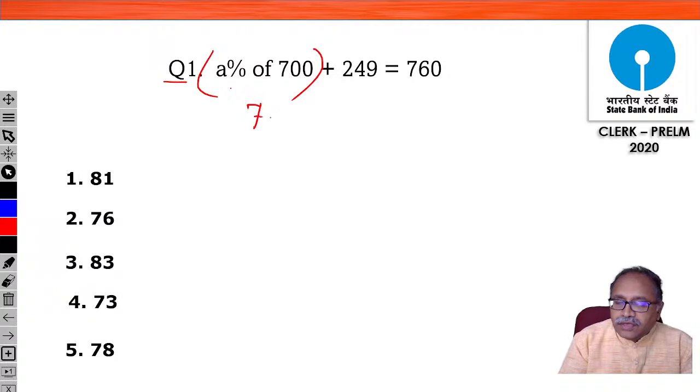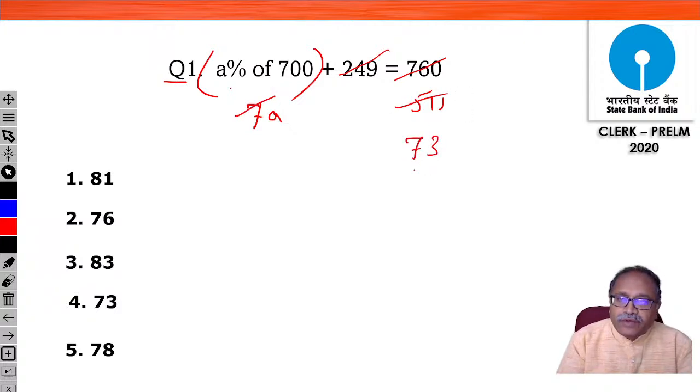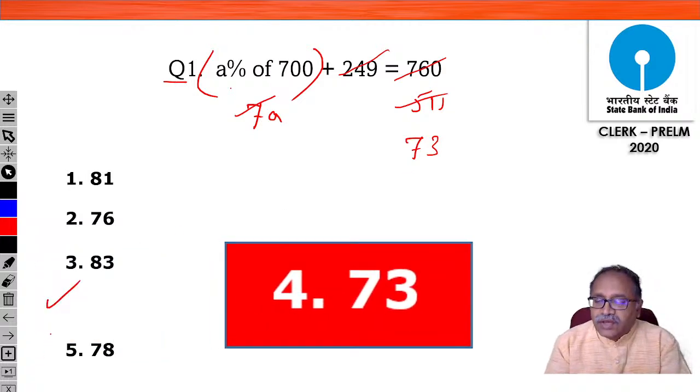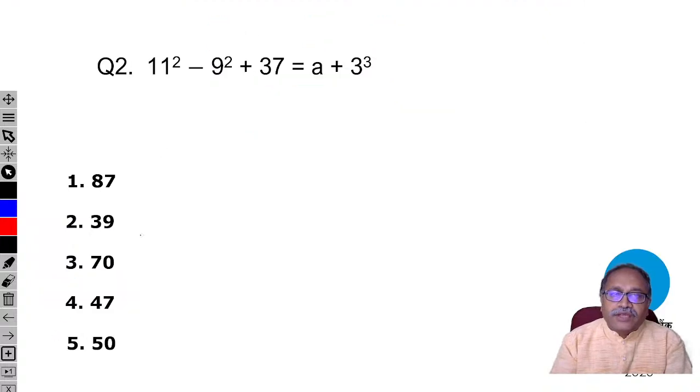You must be knowing that this is 7a plus this much is equal to this one. If we take this to the other side, it gets cancelled. This is 11 and 5, so 511. Then what is a? The a will be 7 times 7 is 49 and 7 times 3 is 21. So my option choice has to be 4. There's my answer. Okay, let's go to the next question.